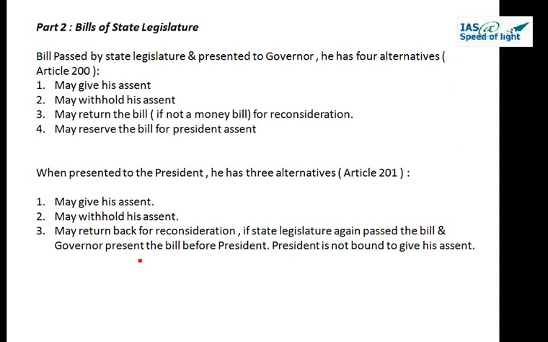Now this was about bills from the central legislature. The second part is the bills of the state legislature. When the state legislature passes a bill, it will become an act only when the governor gives his assent. Same as in the central case, we have governors in the state. Now when a bill is presented by the state legislature to the governor, he has four alternatives, one more than the president. He may give his assent to the bill, the simplest option, and the bill will become an act.